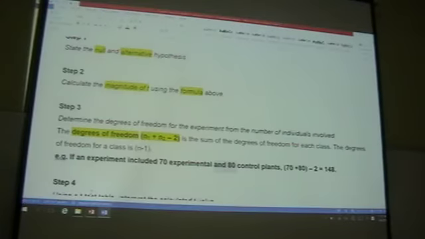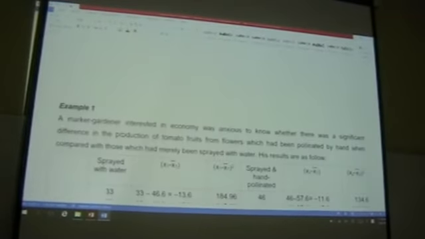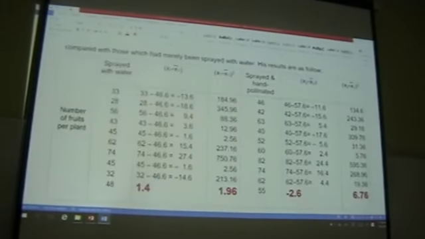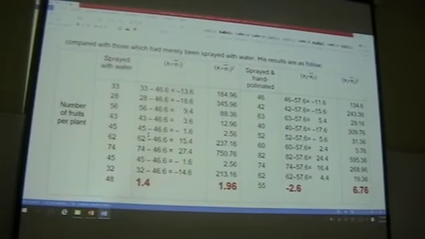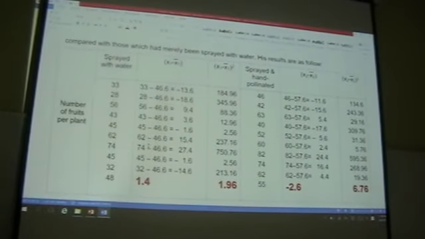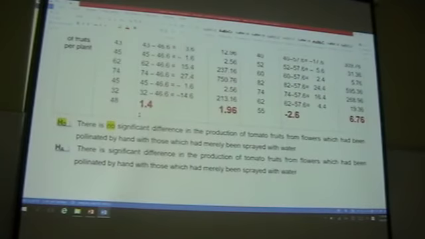I'll go through the answer in the lecture notes review first. So let's do example 1. So example 1, the answer, you only need to work out the last one, right? The number of fruit per plant, the one that's 48 and 55. So can you just check your answer?